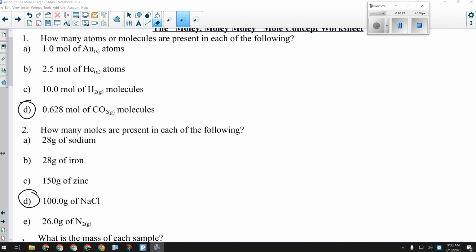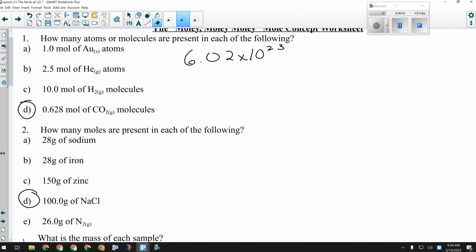The 6.02 times 10 to the 23, right? Last semester somebody said avocado's number. It's Avogadro's number, okay? It was good for a laugh. So yeah, we need to use Avogadro's number, 6.02 times 10 to the 23.